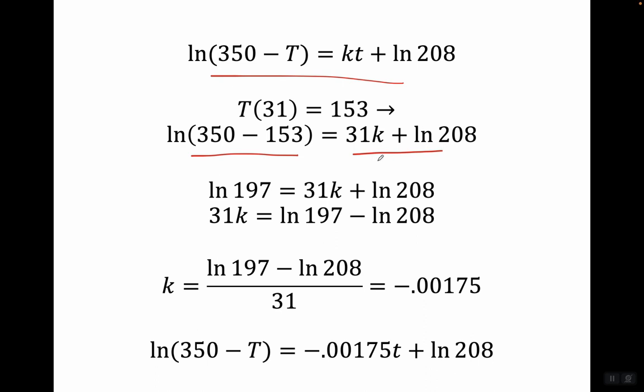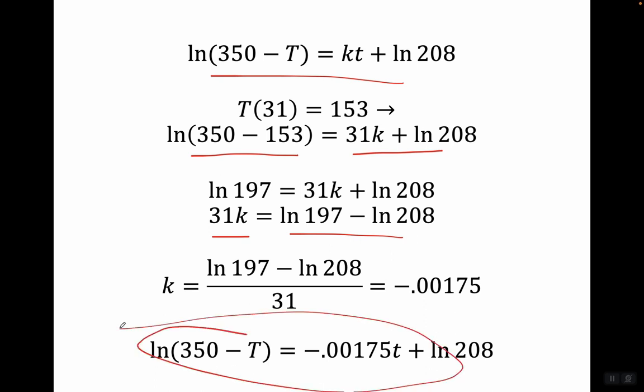Okay, let's solve for k. So 350 minus 153 is 197. We have natural log of 197 equals 31k plus natural log of 208. Subtract natural log of 208 from both sides, and we have 31k equals natural log of 197 minus natural log of 208. Let's divide both sides by 31. And we have k equals the natural log of 197 minus the natural log of 208 all over 31, which is negative 0.00175. That's our solution. So the natural log of 350 minus T is negative 0.00175 t plus natural log of 208.